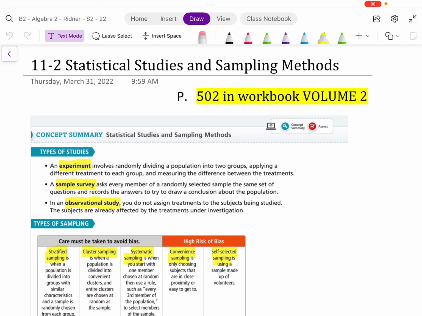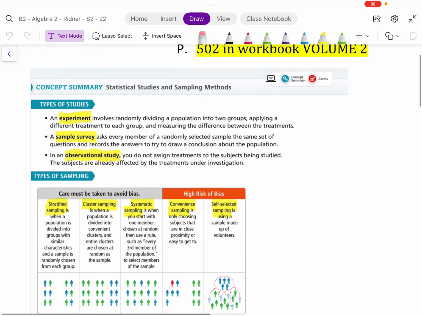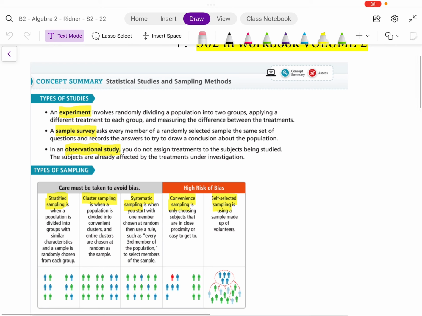11-2, Statistical Studies and Sampling Methods. This is on page 502 in Workbook Volume 2, so not the one you've been using all year, but Volume 2. We're first going to talk about types of studies. There are experiments, sample surveys, and observational studies, and we're going to talk about those differences. We're going to talk about bias, and then we're going to talk about the types of sampling.